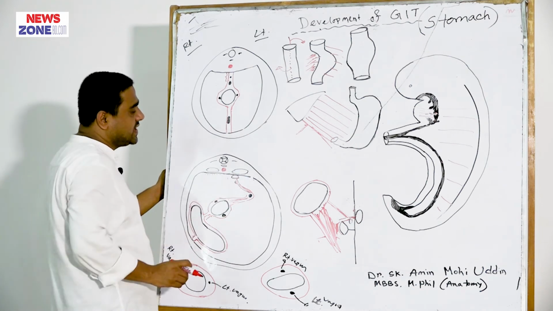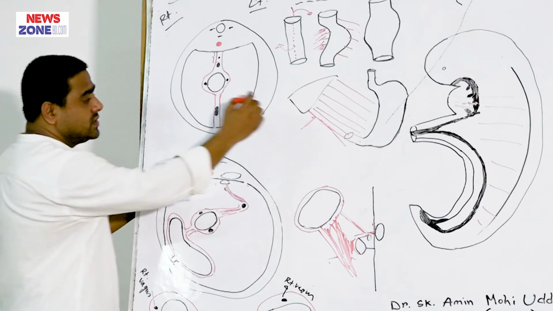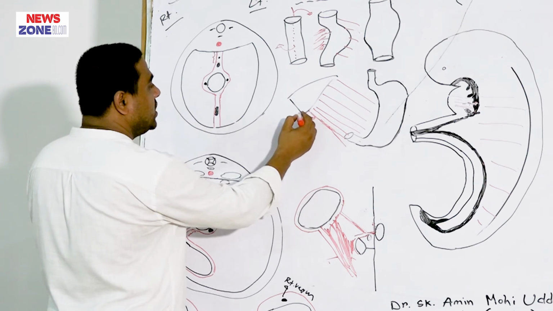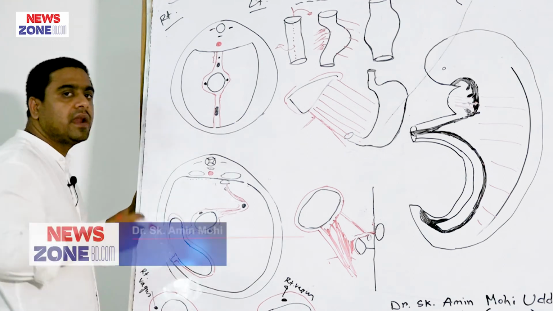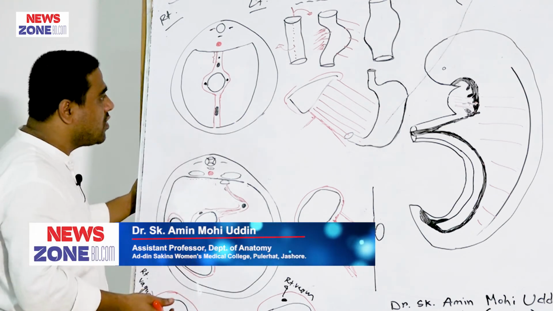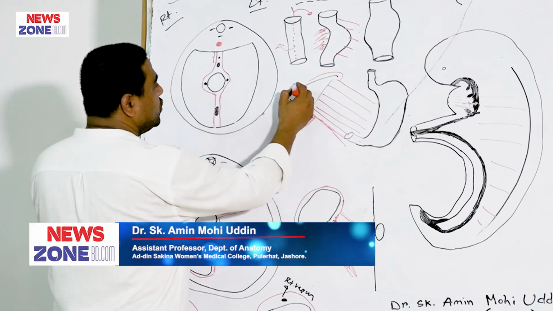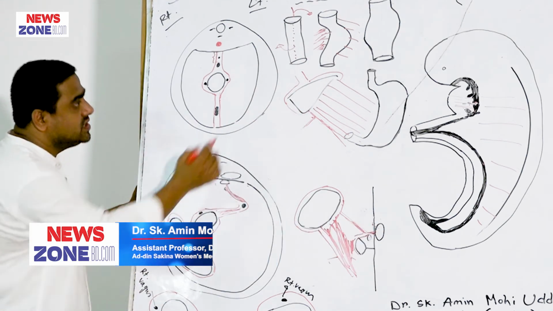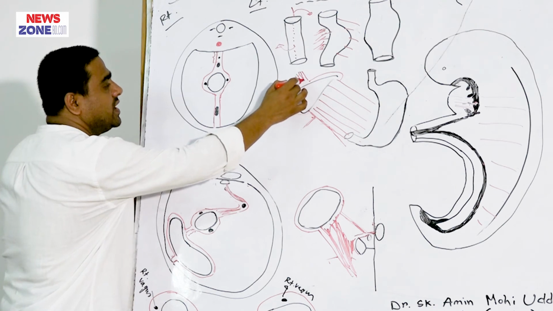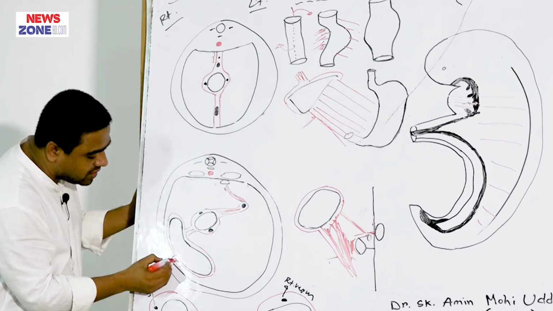Now, the ventral mesentery which covers the liver forms some false ligaments of the liver, like the right and left triangular ligaments and the coronary ligament. The ventral mesentery which connects the anterior surface of the liver to the anterior body wall becomes the falciform ligament. It forms a ligament, and this ligament is called the falciform ligament.